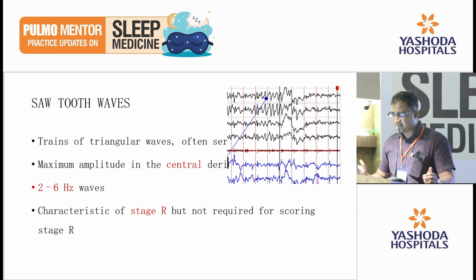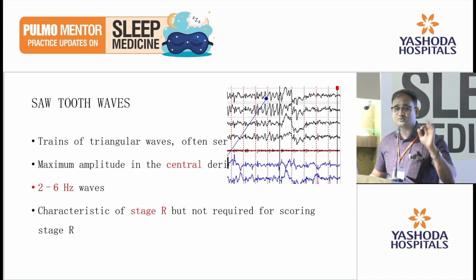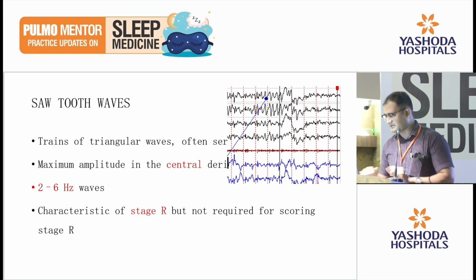Sawtooth wave, this is a train of triangular waves, often seen in the central derivation, 2 to 6 hertz. It is a defining characteristic of stage R, but it is not required for stage R. If it is present, it's okay. Otherwise, from theta wave also, you can diagnose your stage R.